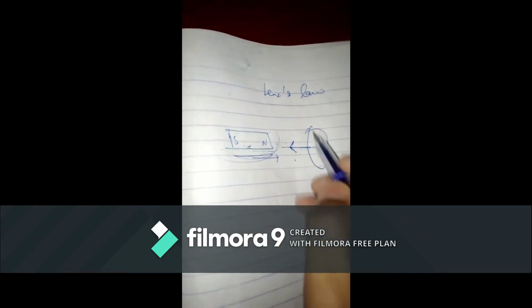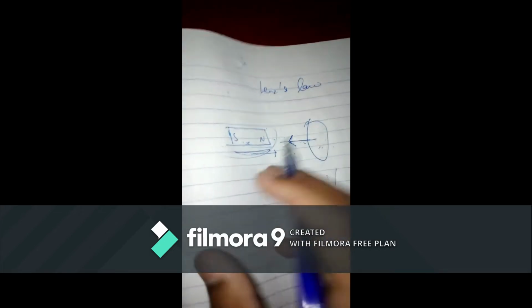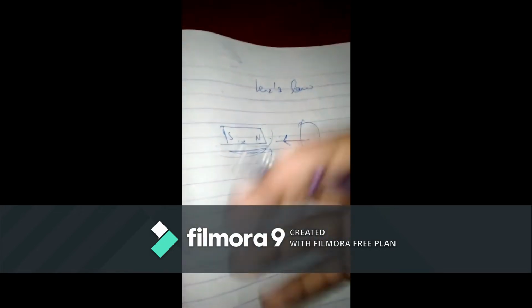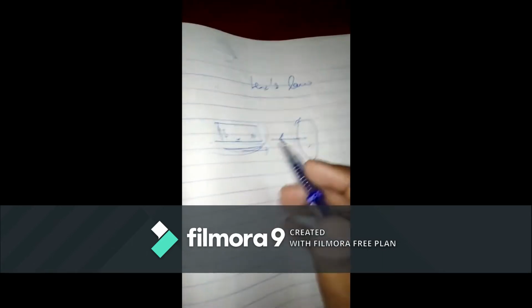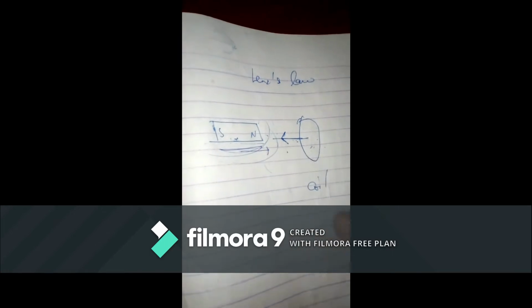It states that the induced EMF is of opposing nature. मतलब जिस direction से ये induce हो रहा है उसके opposite में ये induce होता है. It opposes the source that produces it.